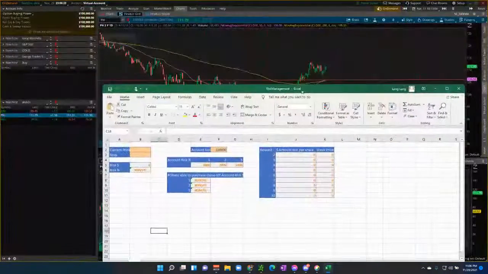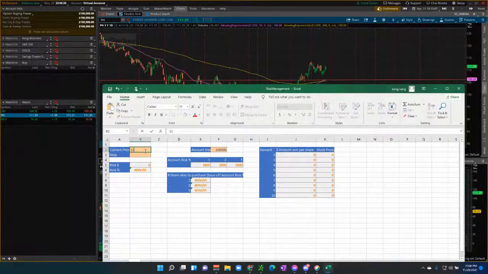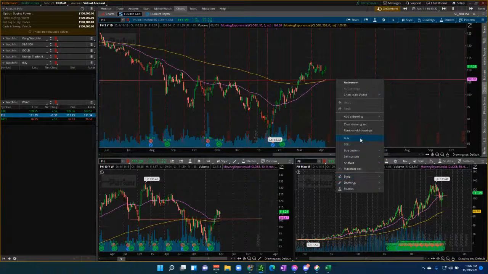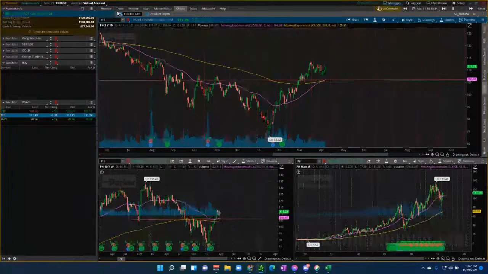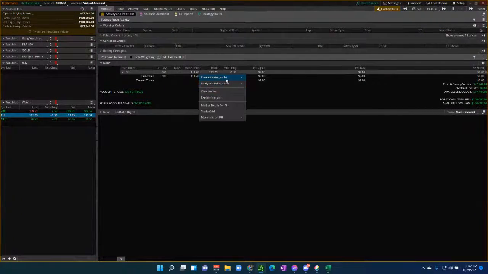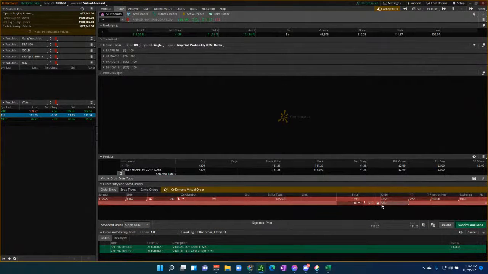So 112 entry. 7%. $8 risk. $2,000 at 2%. So just buy 200, not 250. All right. 200 market order fill. Go right ahead, set that stop order. Do it in this order: get your order in, your stop in place.